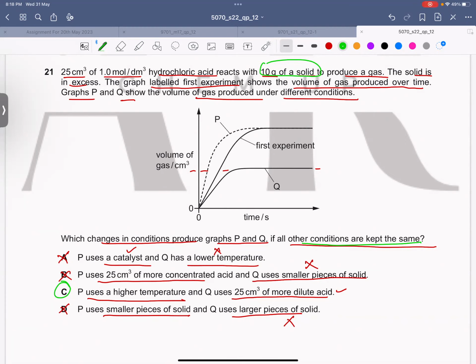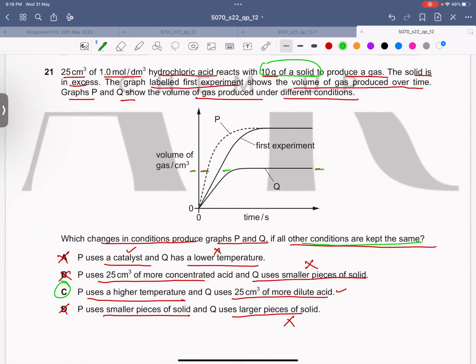So if the moles of acid are lesser, that's why the gas that is going to be produced would have a lesser volume. All right, sir. And that's why we are getting the lesser gas for Q. Did you get this?